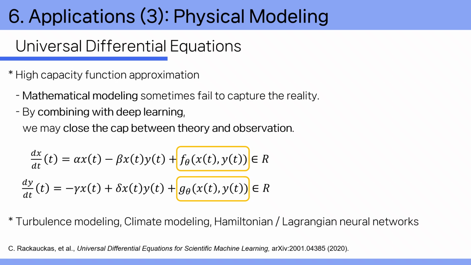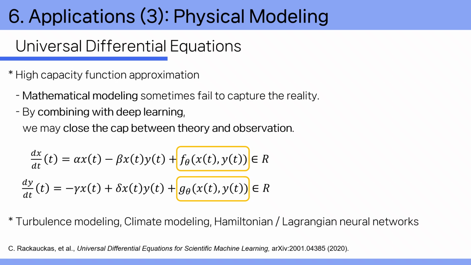theory and observation. For example, recall the Lotka-Volterra model, which describes the interactions between the predator species and prey species. Here, x and y represent the population size of each species over time. This model is theoretically constructed, but in practice, its predictions often deviate from real-world observations. To fix this, we can augment the existing model with a neural network correction term. Let f theta and g theta be neural networks that learn the residual dynamics not captured by the theory. This allows us to combine domain knowledge with data-driven learning for better modeling accuracy.